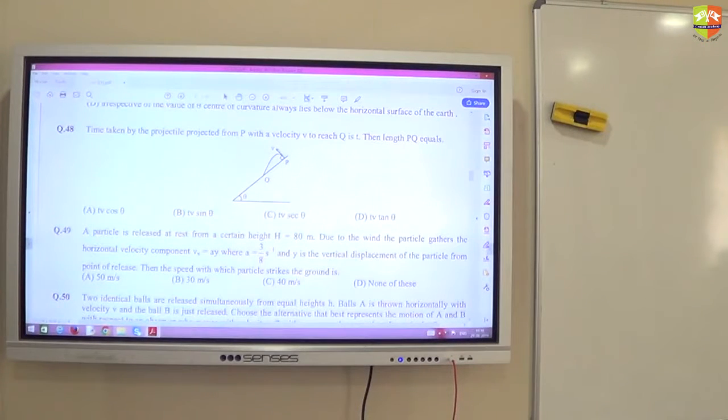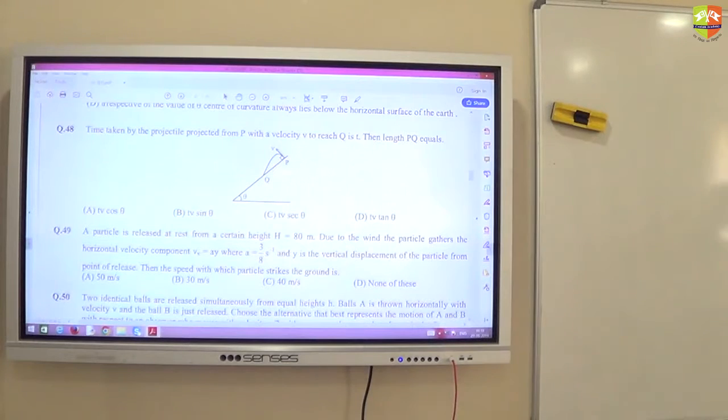Achha, we have learned 5 types of projectile. That is not part of the theory. Treat them like 5 numericals we have seen. Don't remember all the formulas from all 5 types of projectiles. There can be 100 types of projectiles.